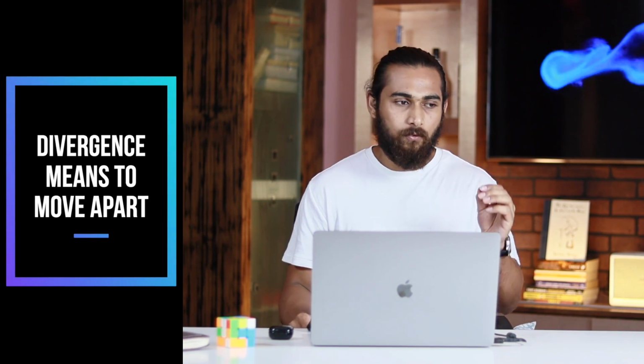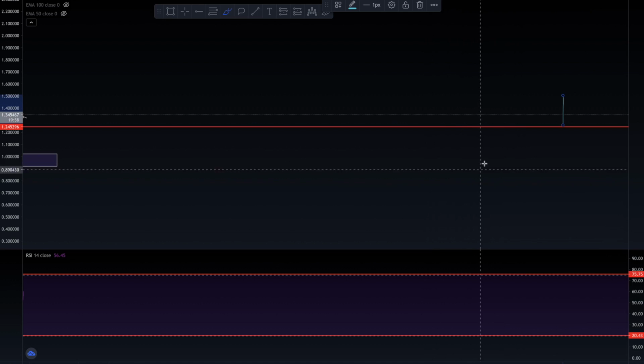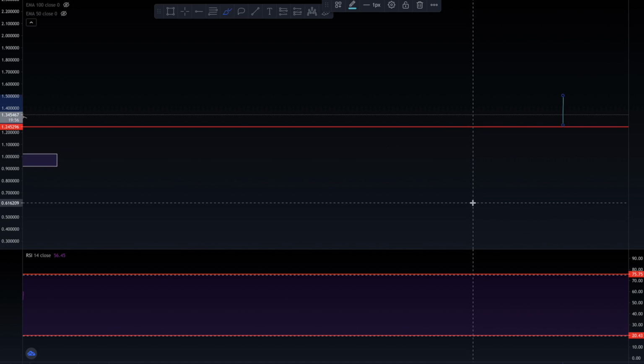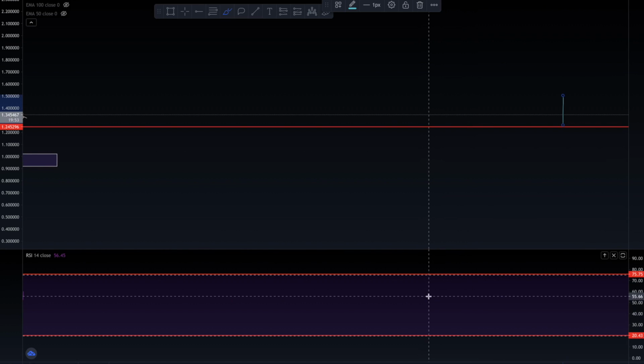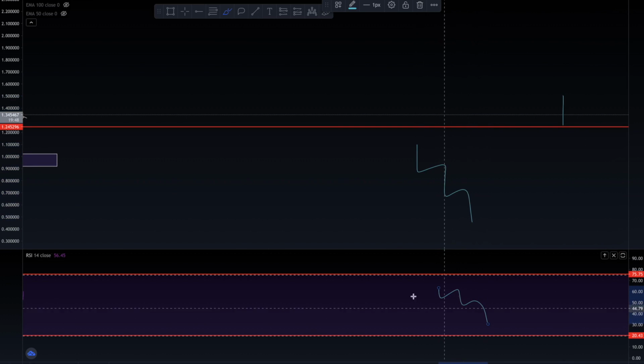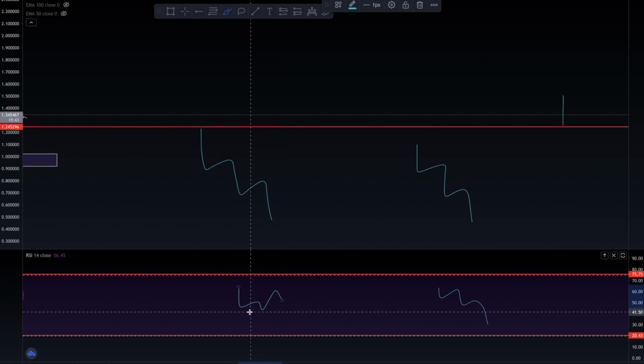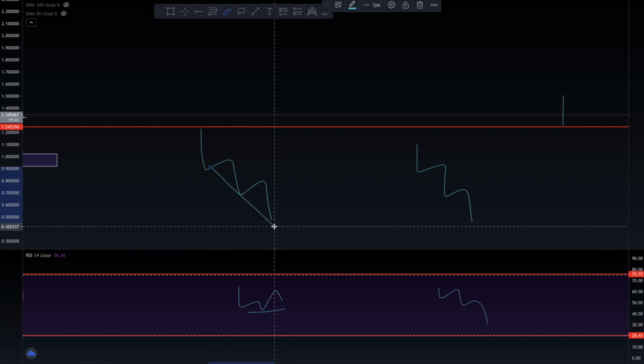Now, the term divergence means to move apart. It is like the price action does something else and the indicator says no, not like that, and does the opposite thing. Like let's say this is the indicator window and this is the price action window. So basically the RSI indicator or any other oscillator indicator is made to follow the price. But in case of divergence, it opposes it and tells us that there is a momentum change in the market, or it tells us that there is something wrong in the market.